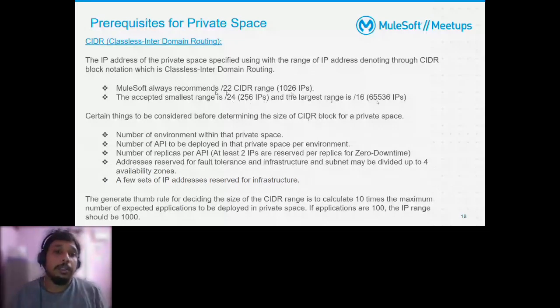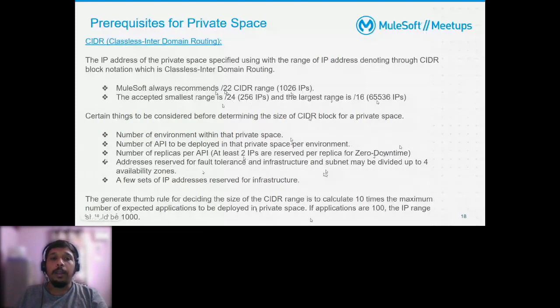But just because MuleSoft recommends /22, you cannot simply pick this range. You have to do capacity planning of your private space. That means you have to understand how many APIs you are going to deploy to the private space. There are a lot of points to take into consideration before determining the CIDR block. First, see how many environments you have in the private space. Then, for each environment, how many APIs are going to be deployed. And then, as you know, for zero downtime, by default two IPs are reserved for each API that you deploy.